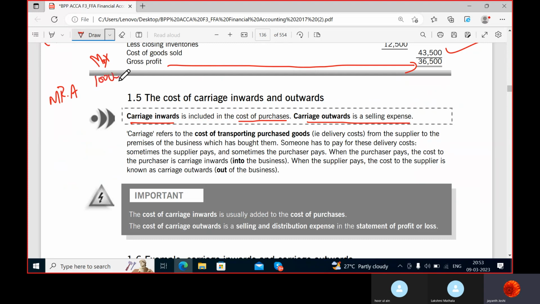A purchased 100 units from Mr. X at the rate of $10. So it is $1,000, the cost of material. Okay, $1,000. That is the inventory.